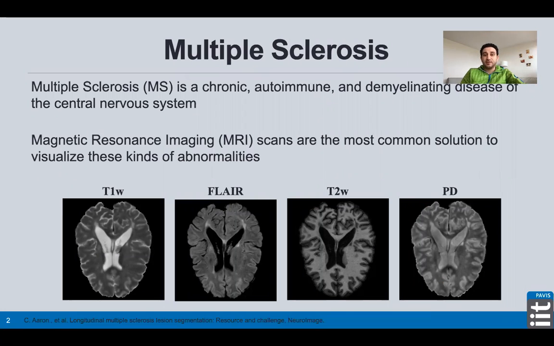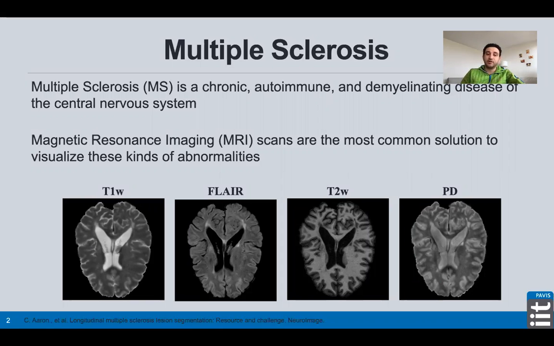So MS lesion segmentation is one of the most important areas in brain image analysis. This disease is a chronic autoimmune and demyelinating disease of the central nervous system, which later causes different kinds of problems like disability in the human body. Recently, magnetic resonance imaging is the most important solution to visualize these kinds of lesions in the human brain.